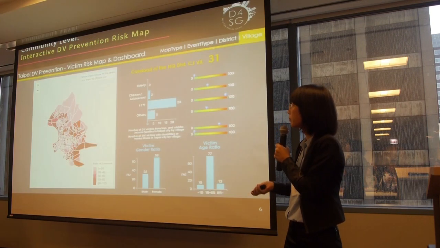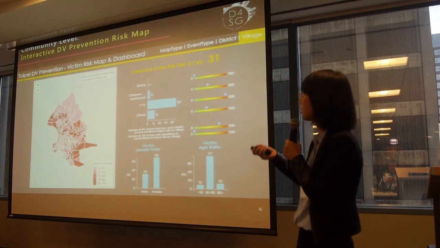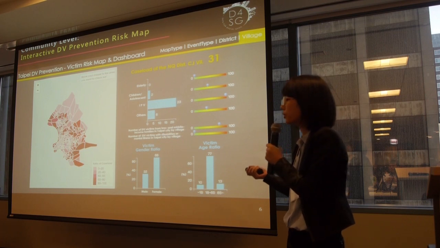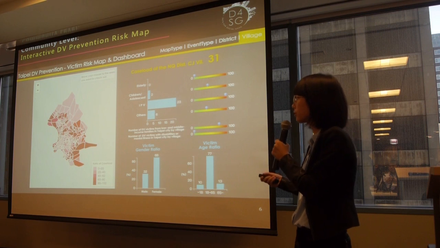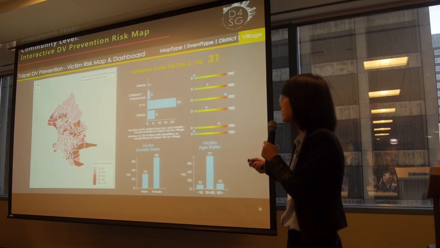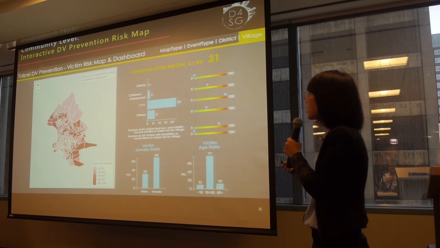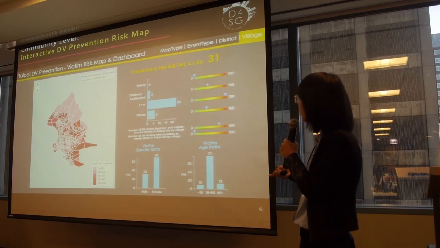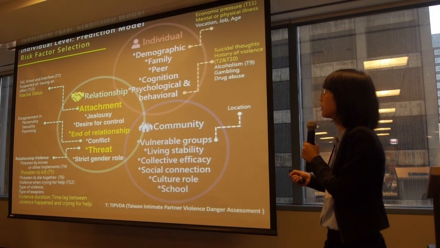At the community level, we have this screenshot. You can see we have this map to show the user. The users include government agencies or frontline social workers. They can see the distribution of the case reports and their rank among other areas. Today we are focused on the individual level.